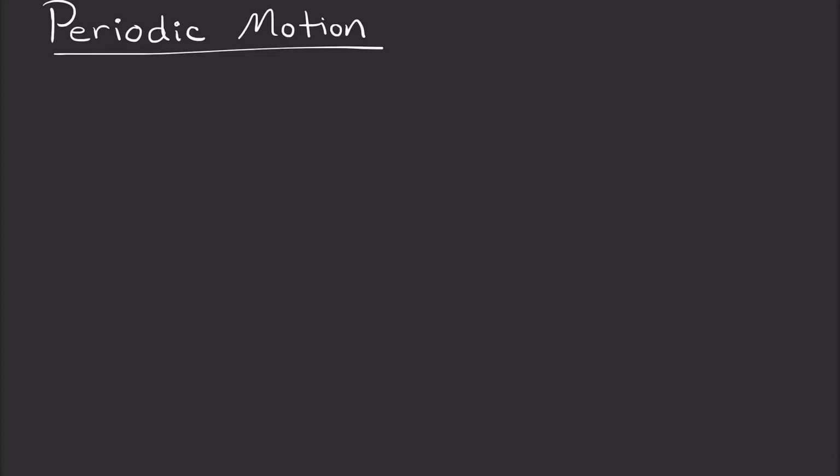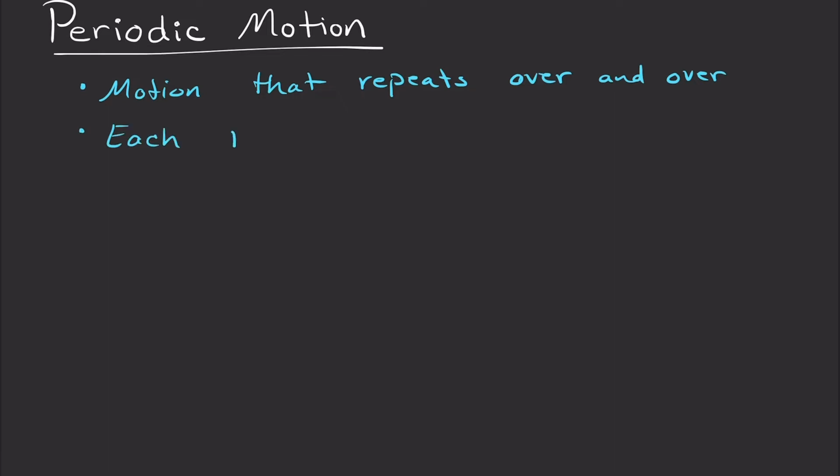In this video, we'll be talking about periodic motion and eventually get to a special case of periodic motion called simple harmonic motion. So periodic motion is just motion that repeats itself. It's motion that repeats over and over. And each repeated motion is called an oscillation, or a cycle. Or if you happen to be going in a circle, it may be a revolution.